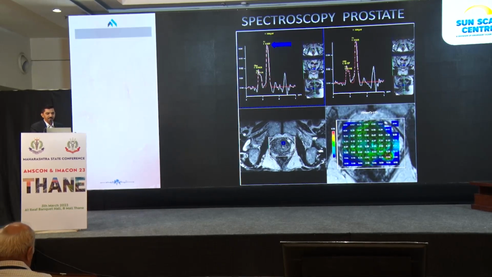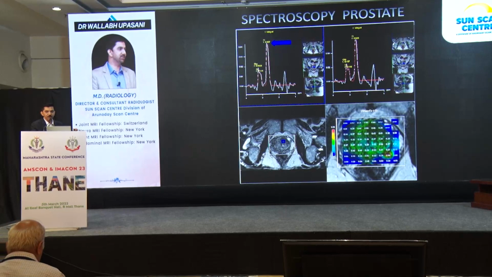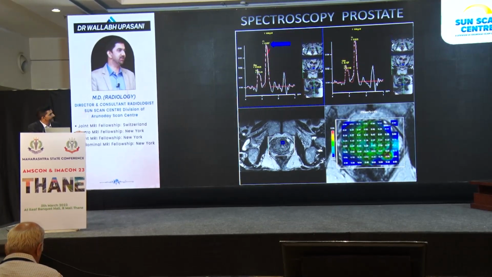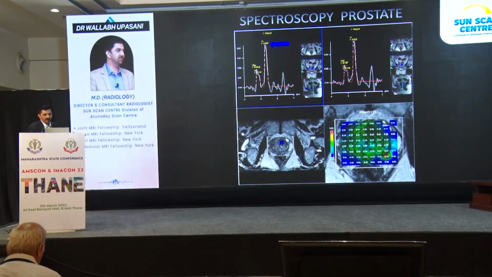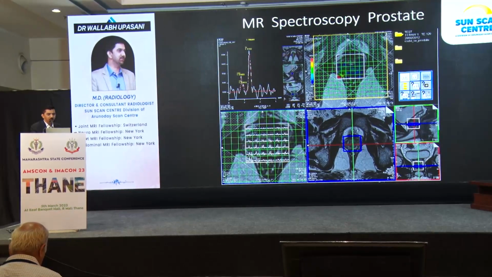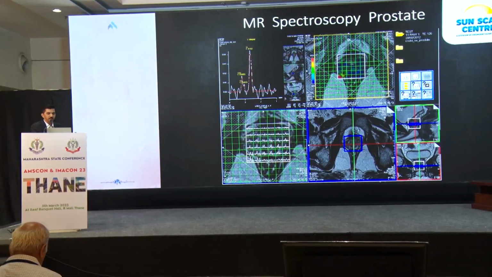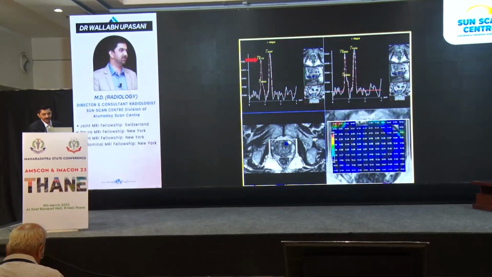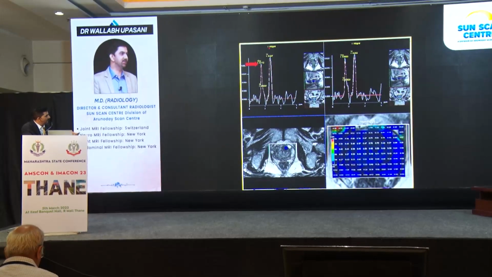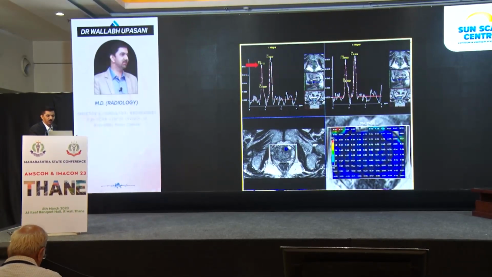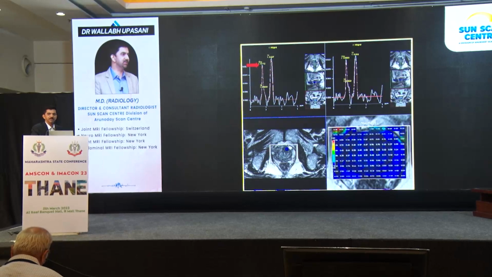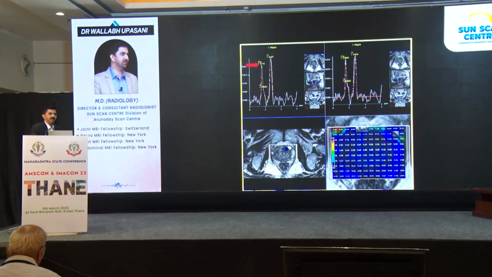And in an MR spectroscopy of the prostate, we have only two peaks. That is citrate and choline. Choline is the biomarker for malignancy. So in a case of CA prostate, you would have a raised level of choline, which is shown here in the red arrow, and it is very accurate for diagnosing CA prostate. So you will say that eventually this patient is undergoing FNAC biopsy.